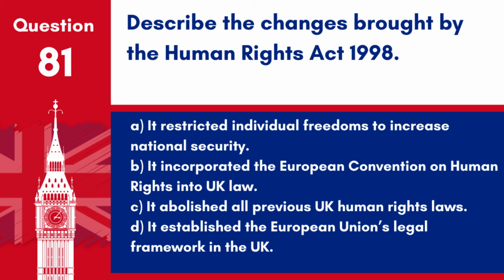Question 81. Describe the changes brought by the Human Rights Act 1998. A. It restricted individual freedoms to increase national security. B. It incorporated the European Convention on Human Rights into UK law. C. It abolished all previous UK human rights laws. D. It established the European Union's legal framework in the UK.